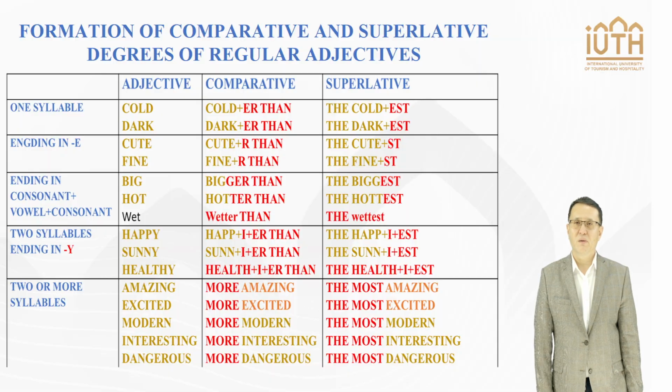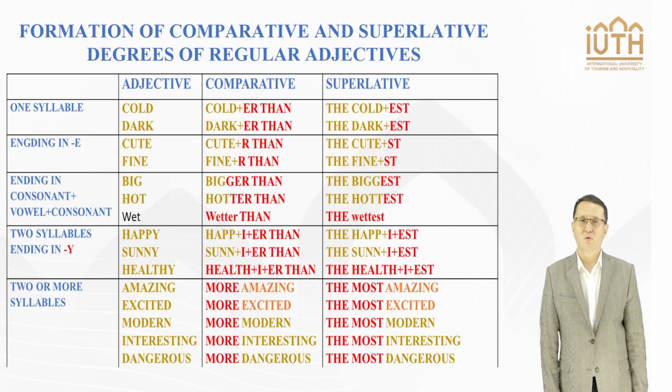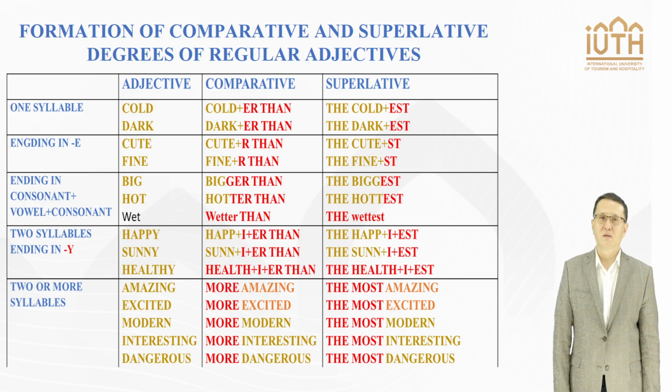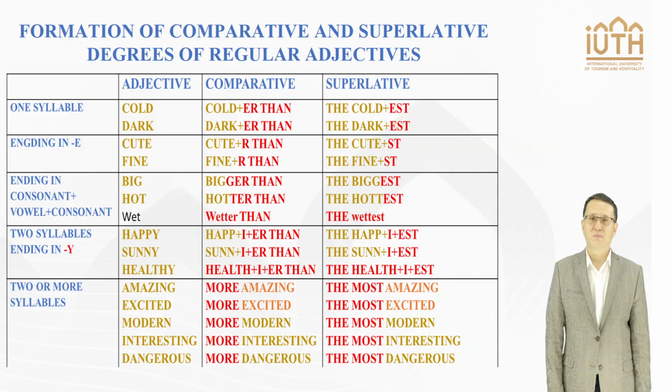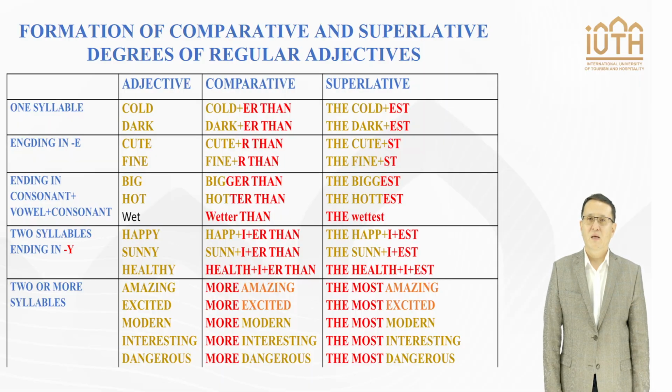For example, beautiful in comparative form is more beautiful. In superlative, most beautiful. Expensive, more expensive, most expensive. Comfortable, more comfortable, most comfortable. This chair is more comfortable than that one. She is the most beautiful girl in the class.